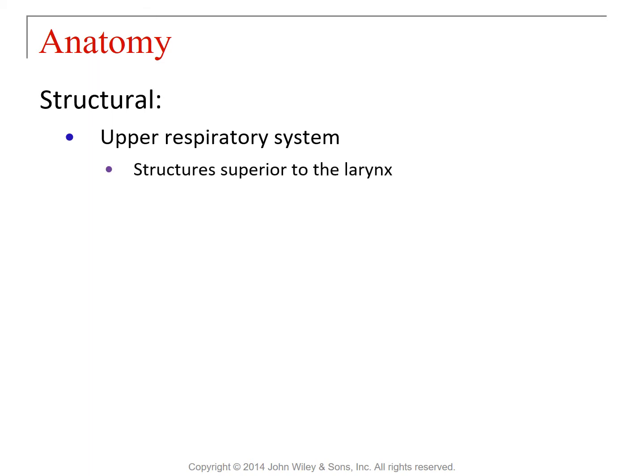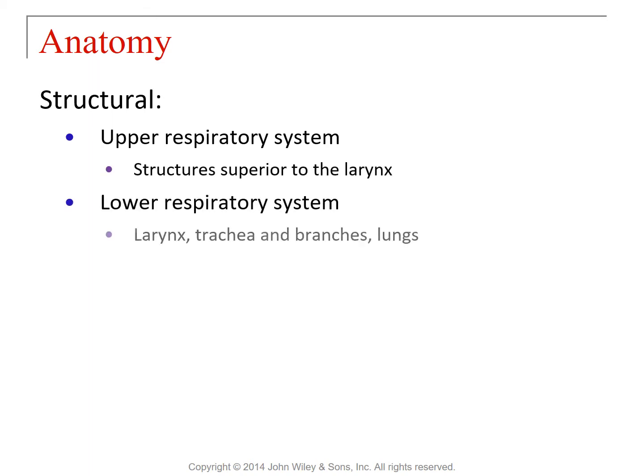So let's talk about the anatomy of the respiratory system. First of all, you can talk about it structurally, in which you divide the respiratory system into the upper respiratory system, which is structure superior to the larynx, and the lower respiratory system, which of course is going to be the larynx, the trachea and its branches, and the lungs.